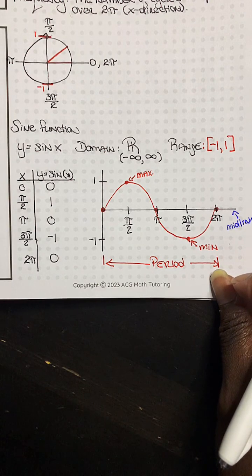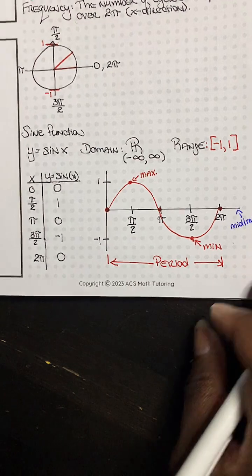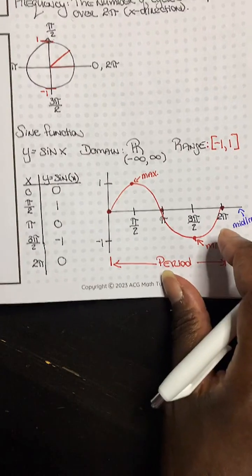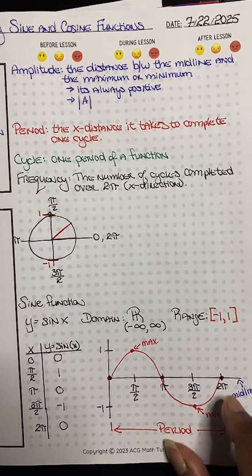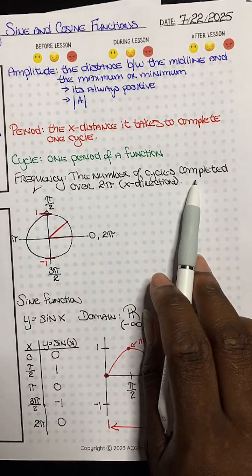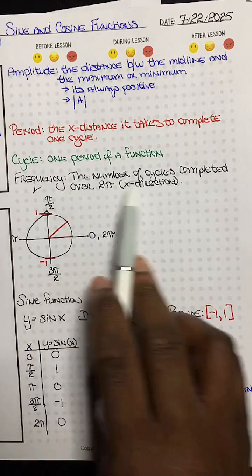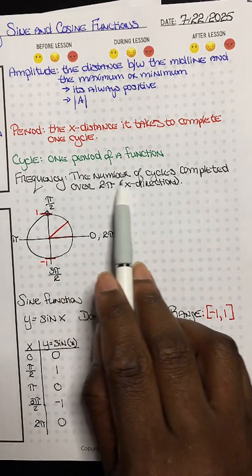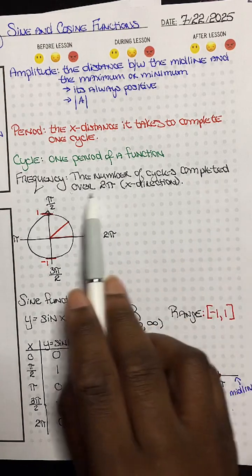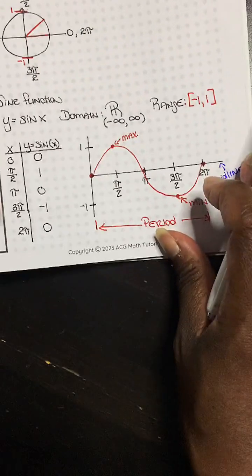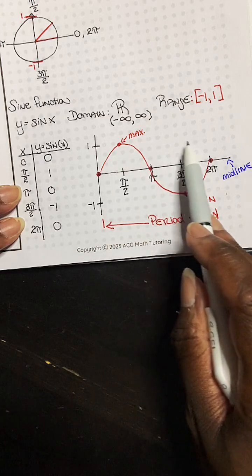So all of this is going to stem a lot from the unit circle. One other thing I forgot to mention is the frequency. It's basically the number of cycles completed over 2 pi. So this can go really fast, or it can even elongate even further.